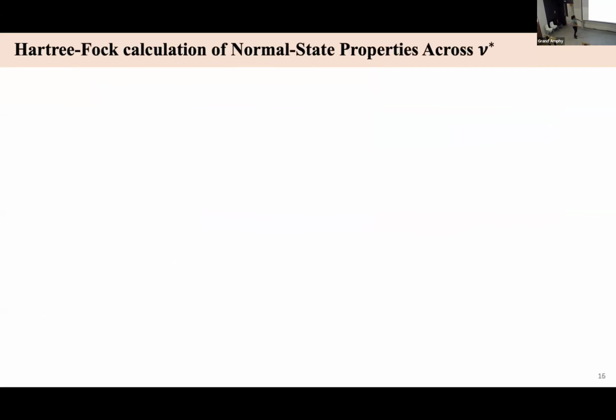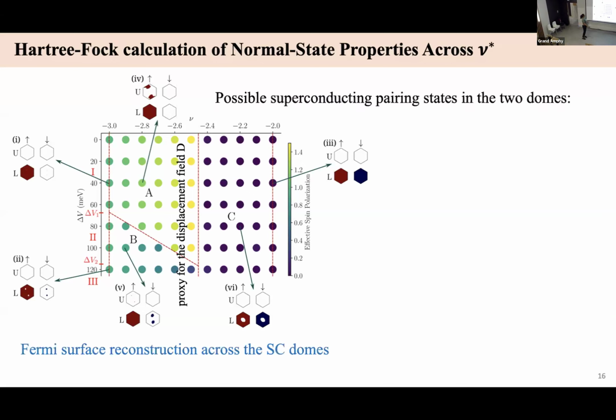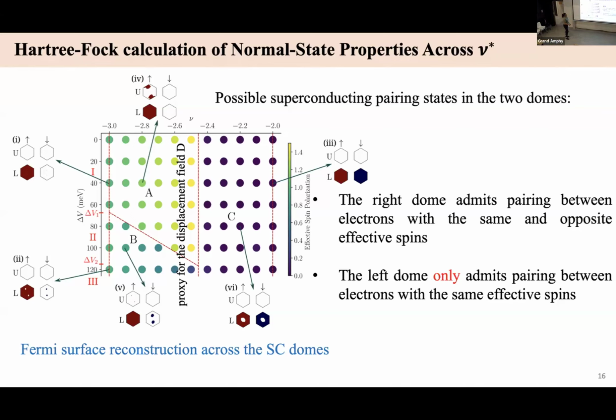They said, give me 5 minutes before you tell me. Okay, so we collaborated with theorists, because we know that in order to understand this, we needed their help. My collaborators from Oxford have done this Hartree calculation, and they indeed see that there is a wedge, which basically tells us that... I'm sure in the audience there are better theorists than me, so I'm not going into more details of the theory. But the possible superconducting pairing states in the two domes are basically these: the right dome means pairing between electrons with the same and opposite effective spins, but the left dome is only same effective spins.